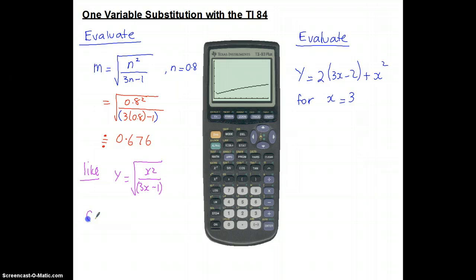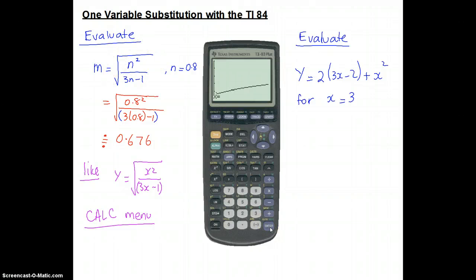And now we are going to use the calc menu. Okay, so the calc menu is up here, it's above the trace. If I go in and do second trace, the first thing I see here is value. This allows me to find the value of any expression I put into my y equals menu.